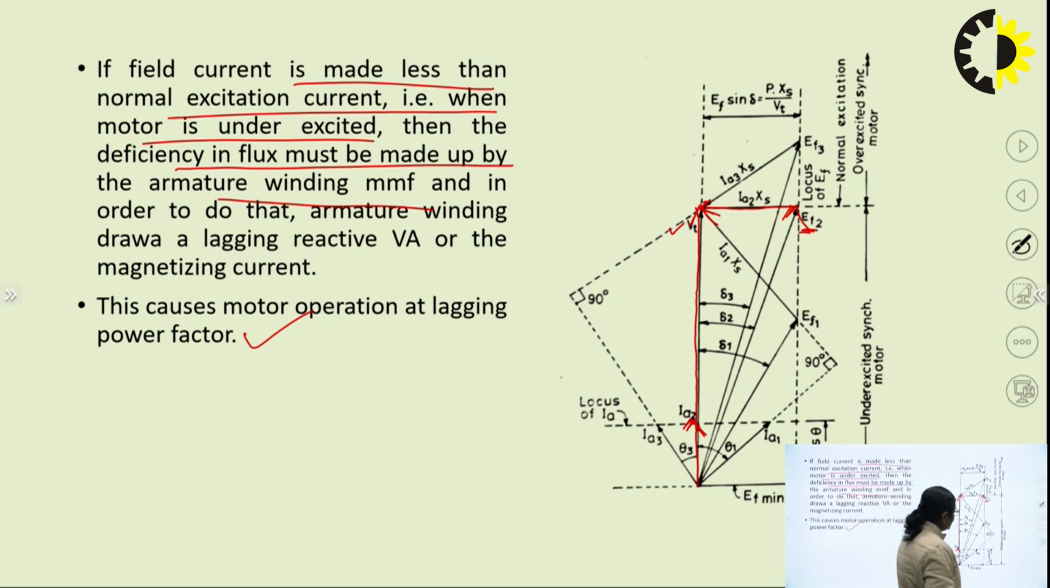Now, under the second condition, what have we done? We have changed the excitation. We have actually reduced the excitation of the machine. So, with this reduced excitation, it means reduced flux phi.